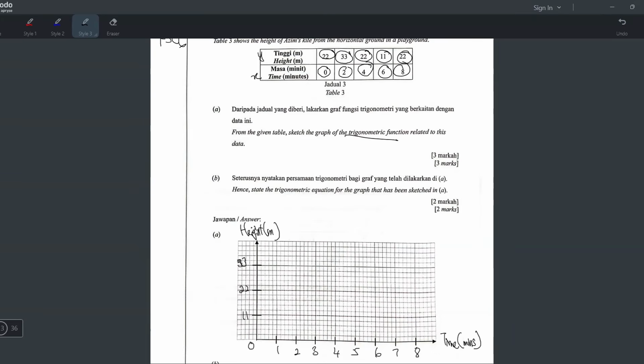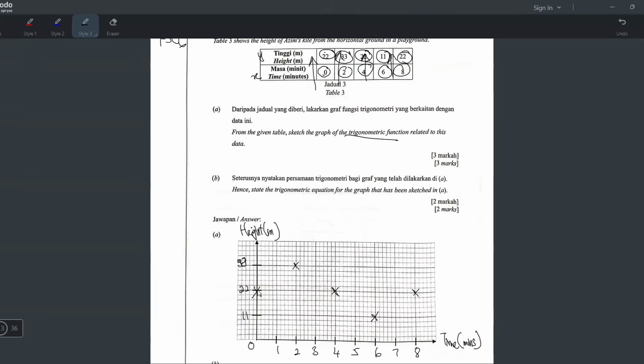Okay, with this, now we can plot the points. So I think when you plot, you have to plot from here lah, because this is x, y. So 0, 22, and then plot from here, 2, 33. Okay, it looks like a sine graph already. And then 4, 22. Yeah, it's definitely a sine graph. And then 6, 11. Okay, yeah, it's a sine graph. And then 8, 22. Okay, I want to double check. 2, 4, 6, 8. Yeah, correct.